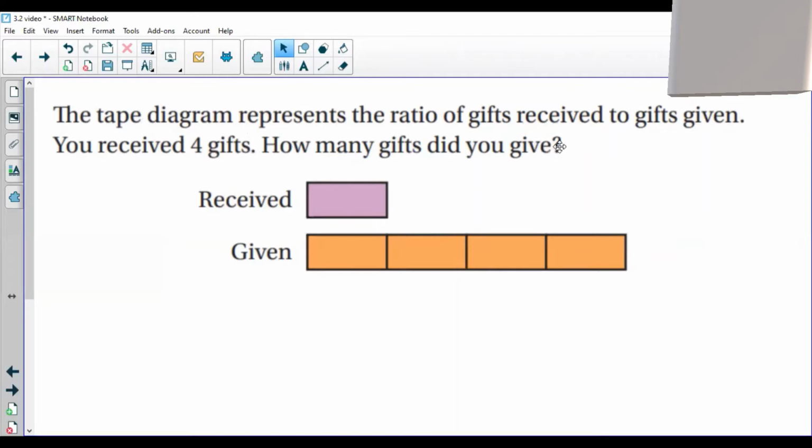That was a lot, so let's go back to the first sentence. The tape diagram represents the ratio of gifts received to gifts given. My first number is gifts received, so that's on top. Received comes first. Gifts given are the ones that I gave away. Think of Christmas: these are how many presents you got, and these are how many presents you gave to other people.